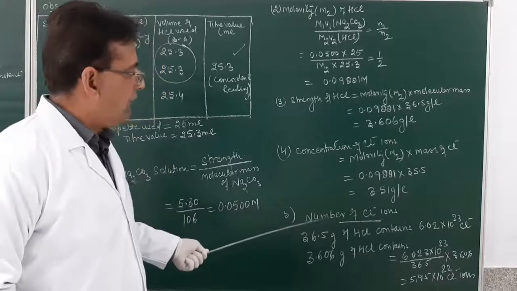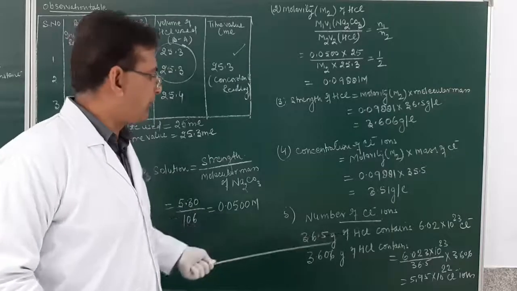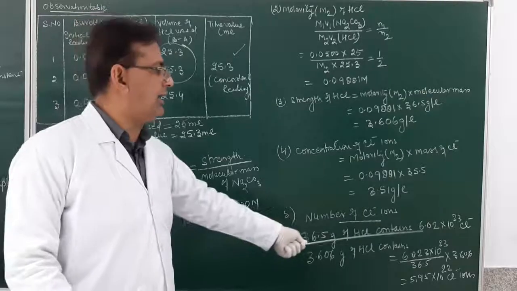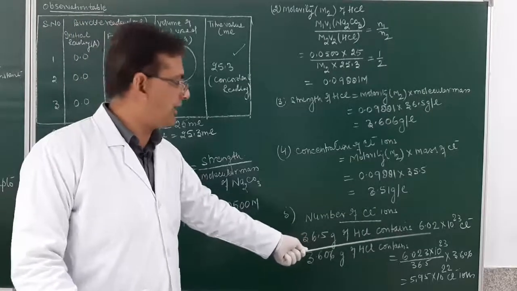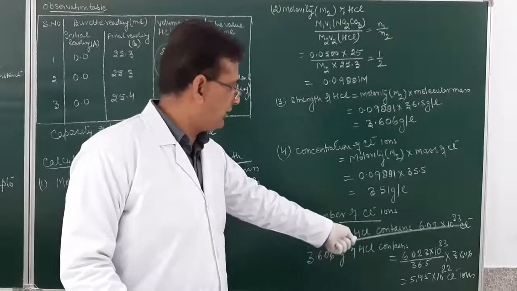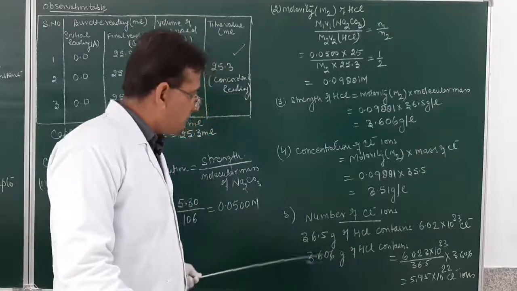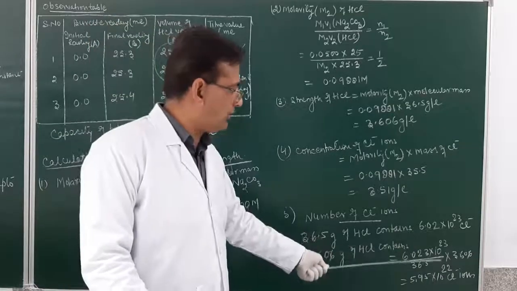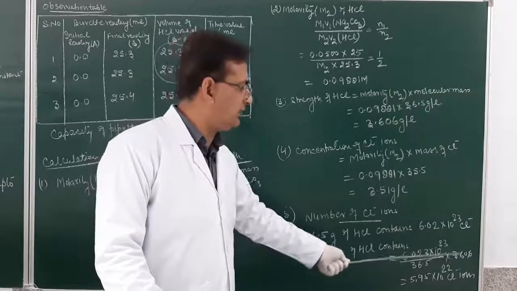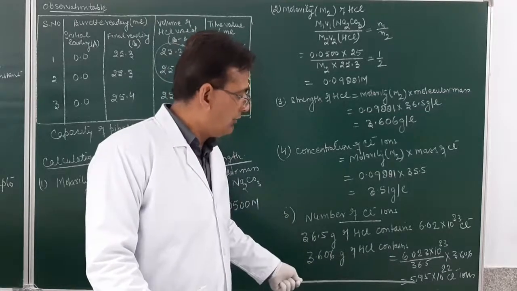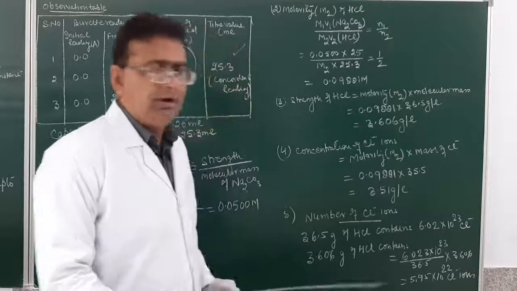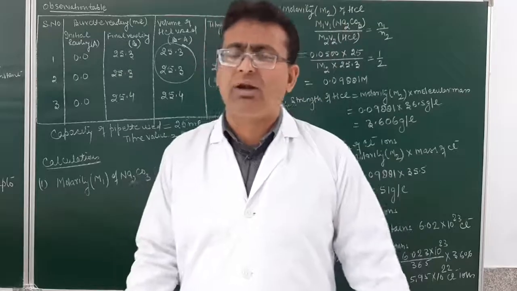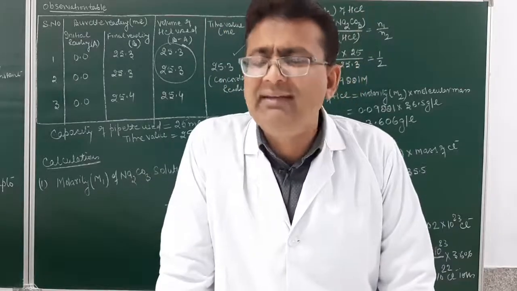And fifth will be, how will you find out the number of chloride ions? What is the mass of HCl? 36.5 gram. 36.5 gram of HCl contains how many chloride ions? As per the Avogadro's number, it will be 6.02 into 10 raised to the power 23. If it is 3.606 gram of HCl as calculated over here, it will be 6.02 into 10 raised to the power 23 upon 36.5 into 3.606. It will come out to be equal to 5.95 into 10 raised to the power 22 chloride ions. Am I clear, student?